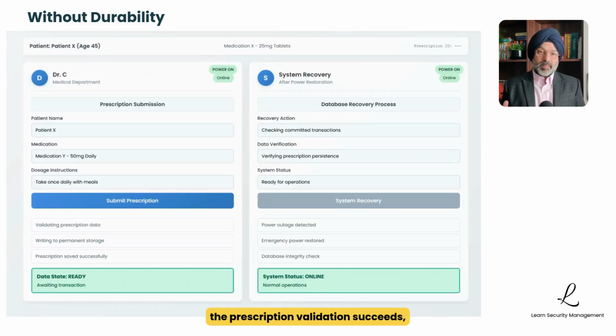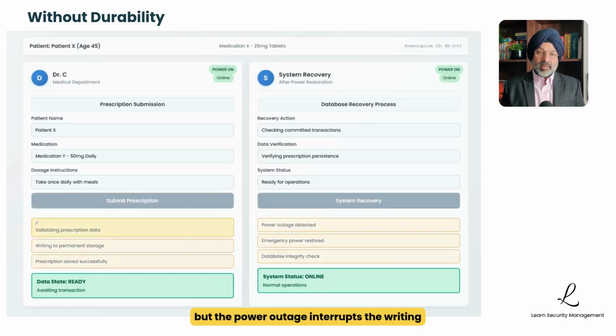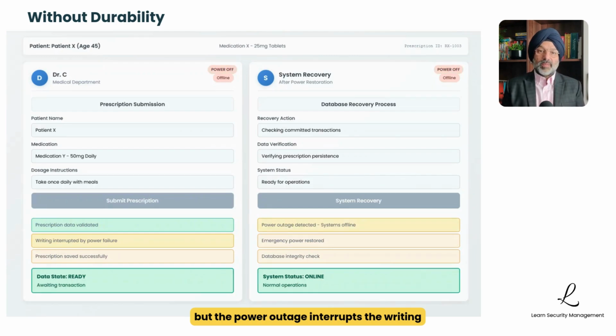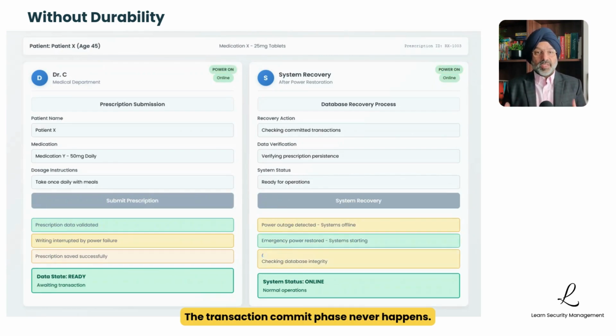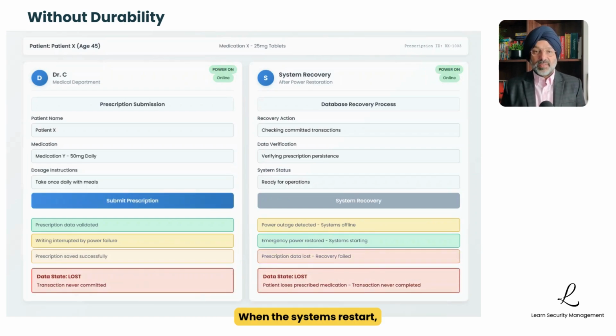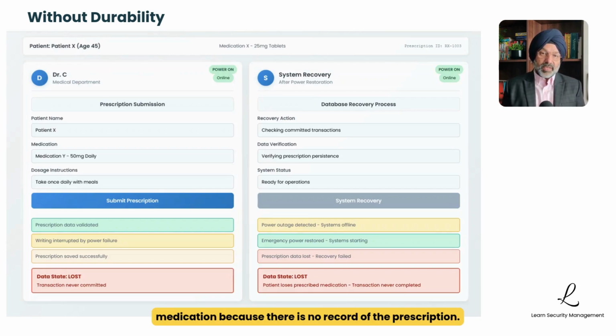Without durability, the prescription validation succeeds, but the power outage interrupts the writing process before data reaches permanent storage. The transaction commit phase never happens. When the system restarts, the prescription is completely lost despite the doctor believing it was successfully submitted. Patient X never receives their prescribed medication because there is no record of the prescription.